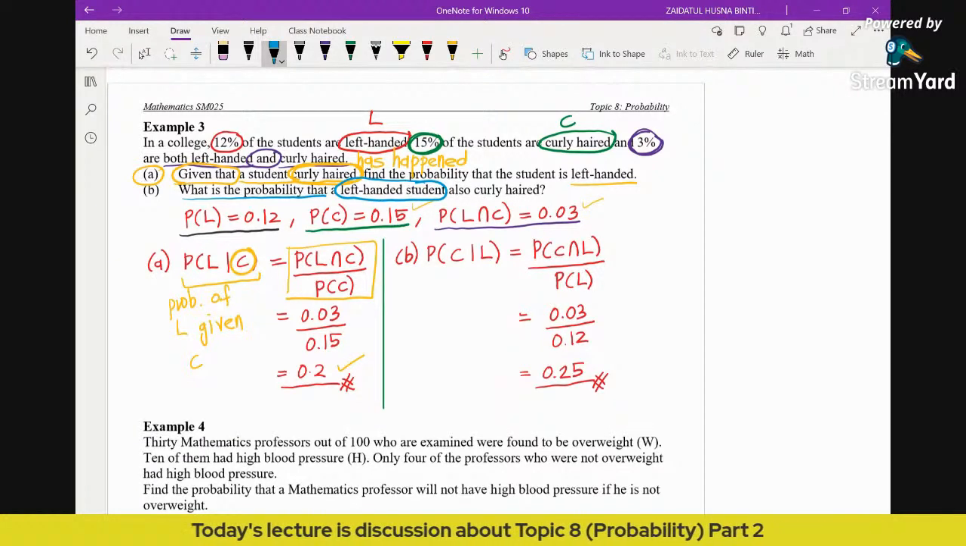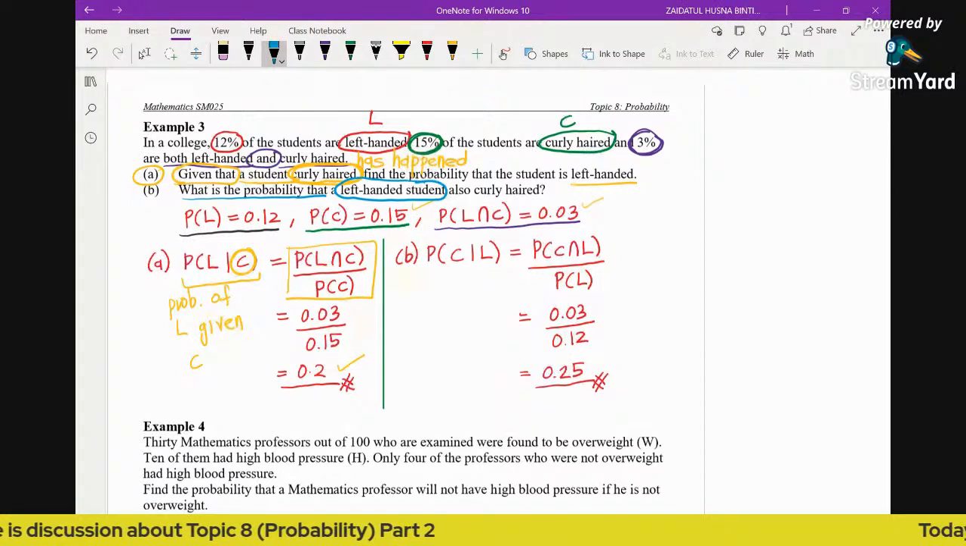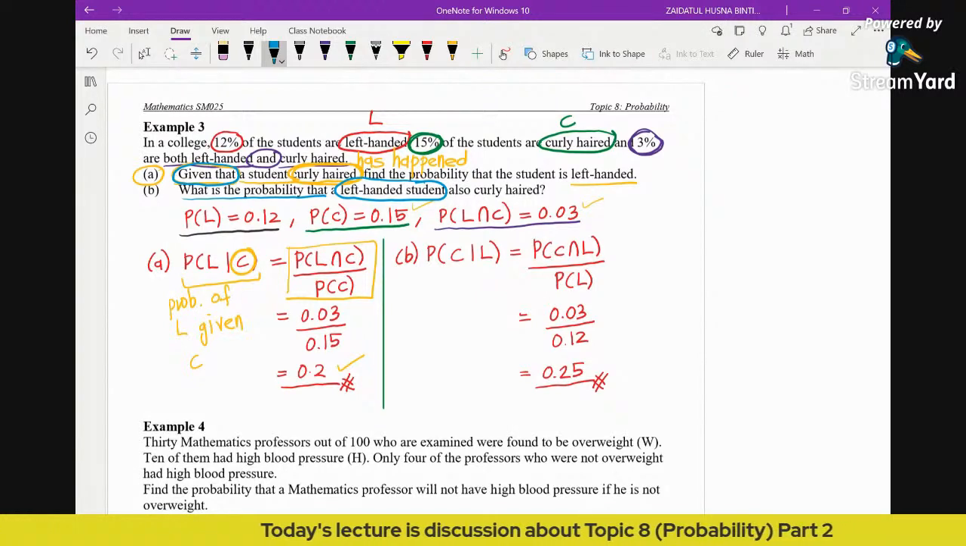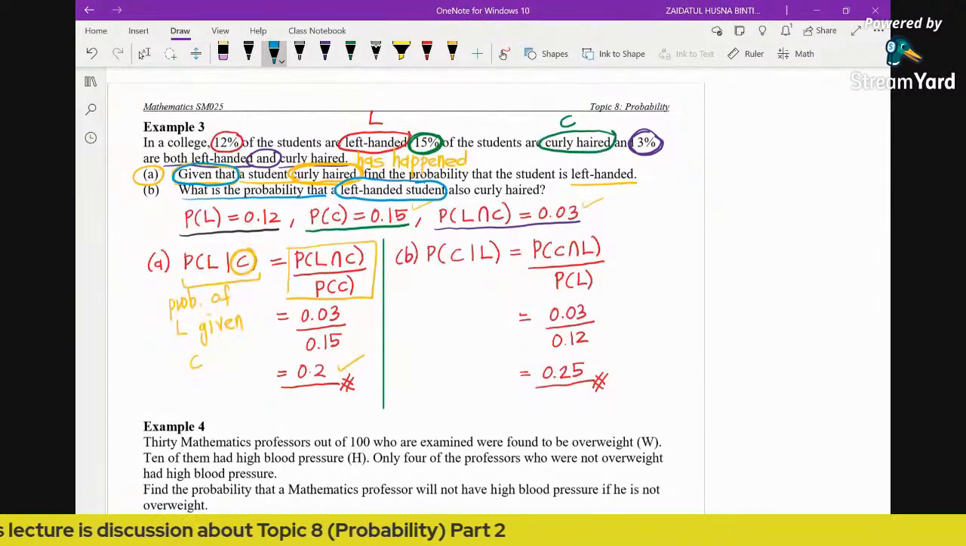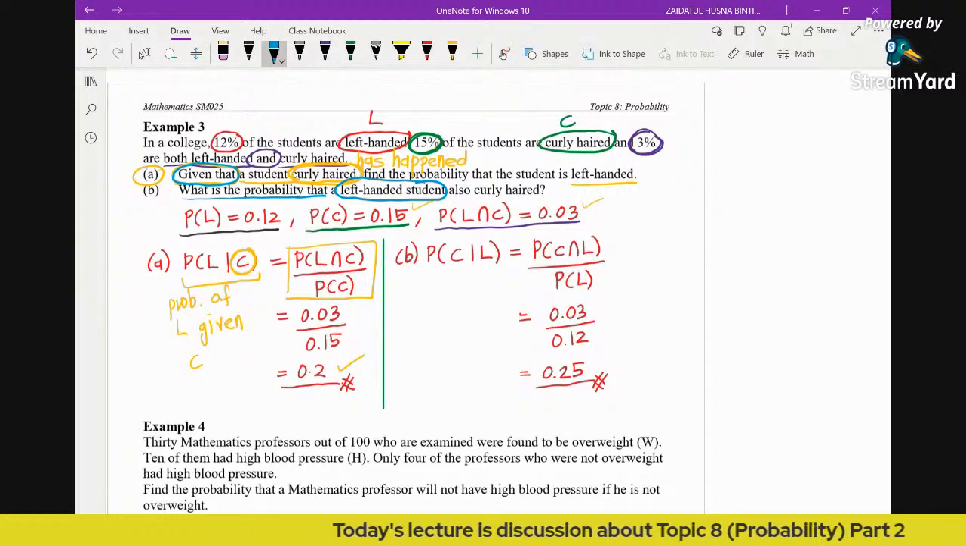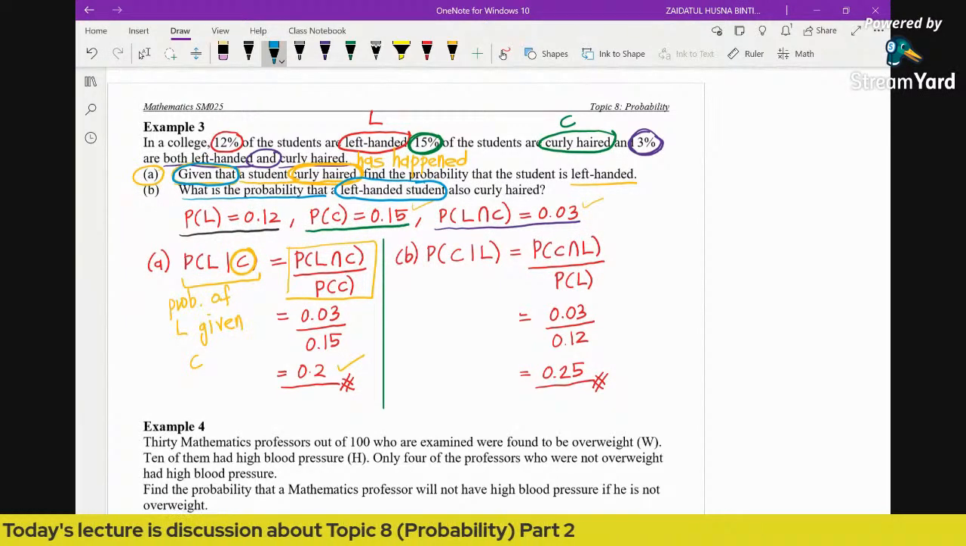In this question, we don't have any word like "given that". But if you read the question again, you will notice that, as I said before, in this topic we play around with words. So it's very important that you really understand the question before you start answering it. The question says, what is the probability that a left-handed student also has curly hair?